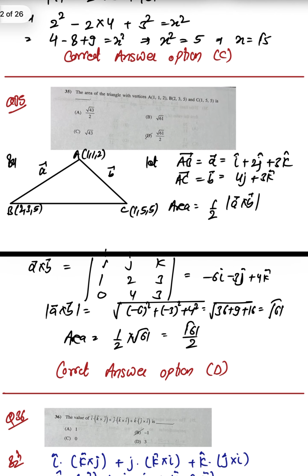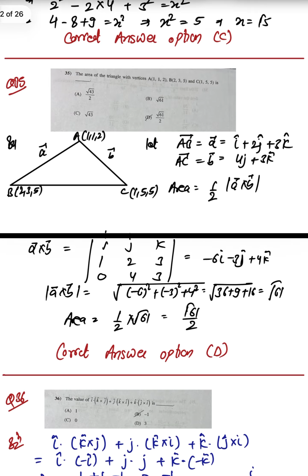Area of triangle with vertices is given. Vertices are given, so you can see A, B, C are vertices. So we know the formula. It is 1 by 2 mod of A cross B. A and B are the adjacent sides of a triangle. So we'll find A and B first. When I take the A cross B, I got this. Then I have found the magnitude of A cross B, which is root 61, and the answer is root 61 by 2. D option is correct.